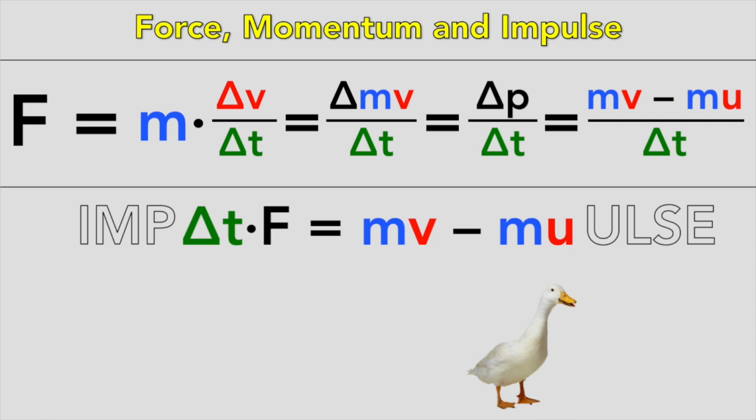This is hence the area under a force-time graph. The force of an impact can be reduced by increasing t, as shown with this example of a chick and a duck.